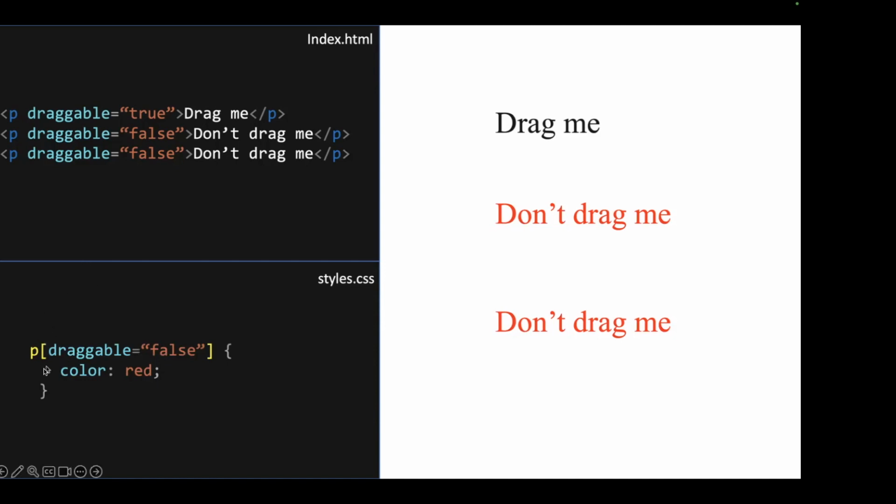So target a P element that has a draggable attribute. Now, the first thing is the browser will go and grab all of them because they all have draggable, but it doesn't end there. It now says the draggable that is equal to false is the only one that I'm targeting, and the color must be red. And you can see this one and this one are false. And that's why you have don't drag me to be false.